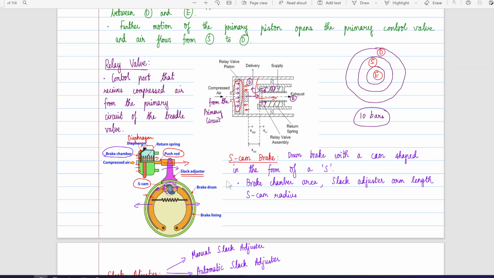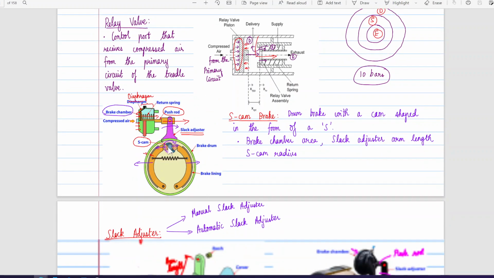Okay, the shape of this cam is like the letter S, and hence it is called S cam. The brake chamber area and slack adjuster arm length would dictate this. We can change the size of the brake chamber for having different levels of braking forces.